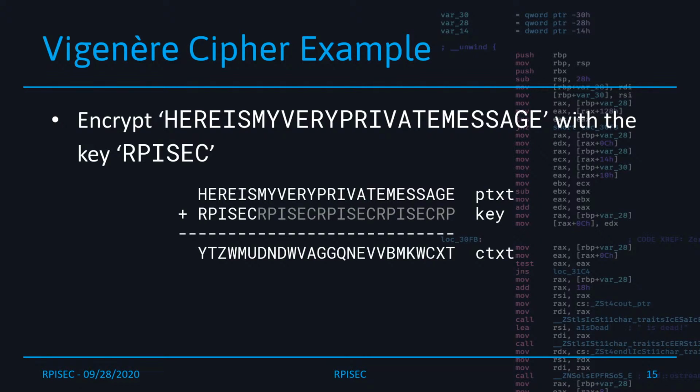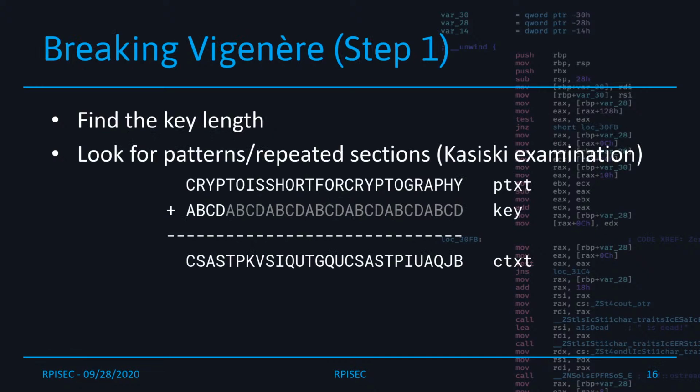So for example, here is my very private message. That's our plaintext. What you do is you tile the key so that it equals the length of the plaintext, and then you add the two strings together using the same type of arithmetic that I talked about earlier. If you do that, you get this ciphertext here, and this ends up being a lot harder to break than the Caesar cipher, although it is breakable.